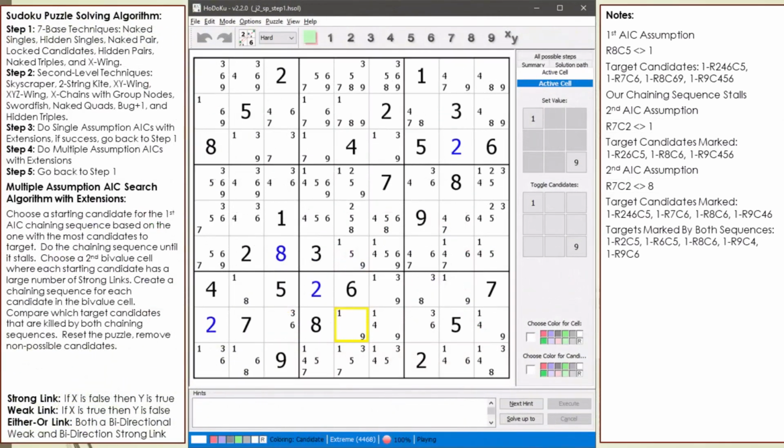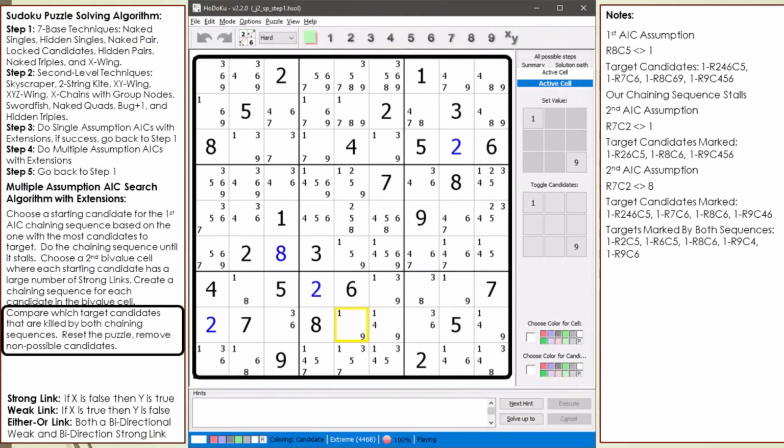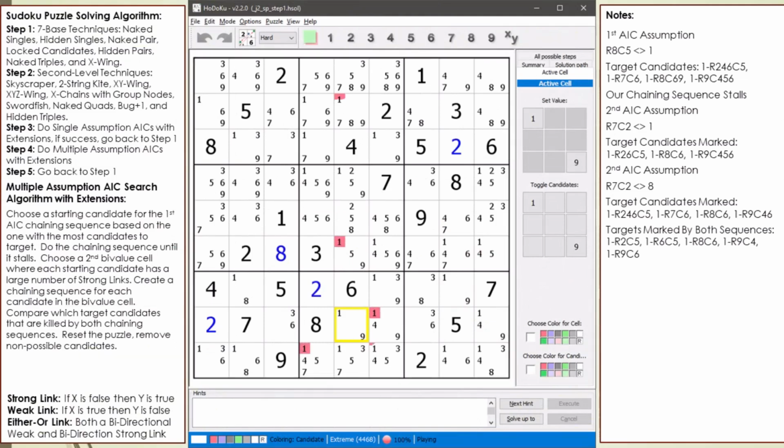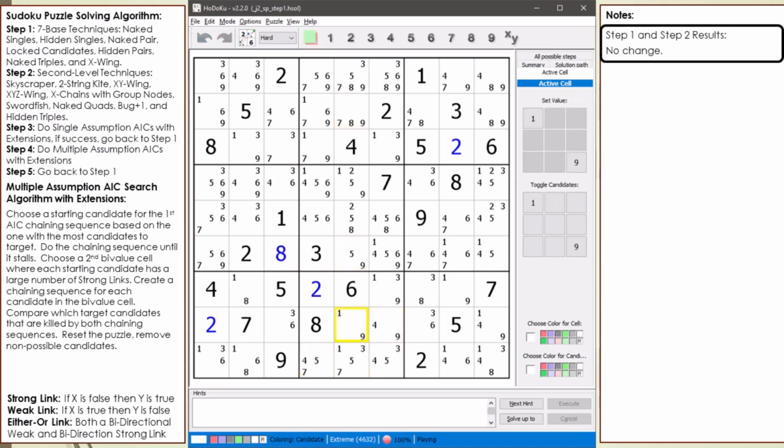We reset the puzzle back to the point before the first AIC assumption. The non-possible candidates are now highlighted in red. The non-possible candidates are removed from the puzzle. Next, we do a round of step 1 and step 2. Step 1 and step 2 result in no changes to the puzzle. Our puzzle now has a difficulty score of 4,632, a slight increase which we can ignore. Removing the 5 candidates will help us solve the puzzle.